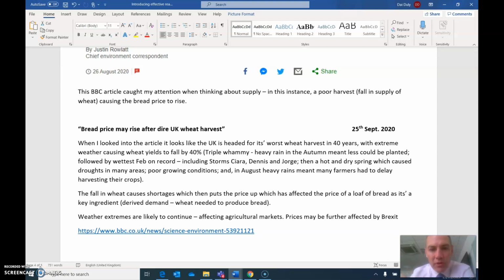So extreme weather's caused yields to fall by 40%, and partly it was due to heavy rain in the autumn, meaning less could be planted. The wettest February on record, and if you remember the various storms, and then a hot and dry spring which caused droughts in many areas. So poor growing conditions, heavy rains as well meant farmers delaying harvesting their crops. So all of this has caused a shortage of wheat, which then puts upward pressure on the price, which affects the price of a loaf of bread because it's a key ingredient.